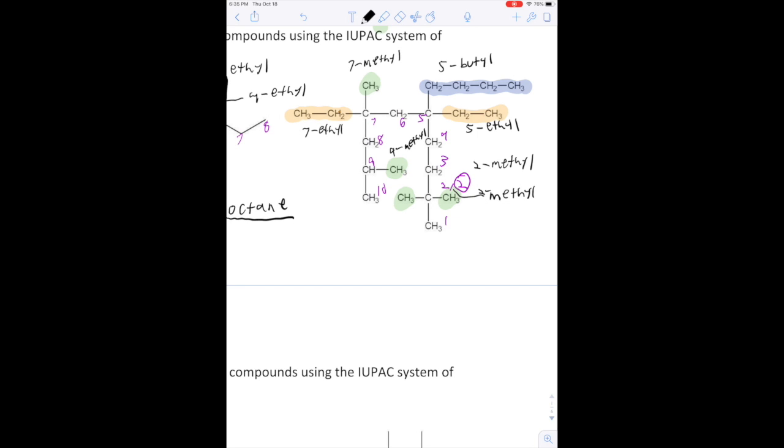So I notice I have a 2-methyl, a 7-methyl, and a 9-methyl. This gives me 2, 2, 7, 9 tetra. Excuse me right here, let me just.